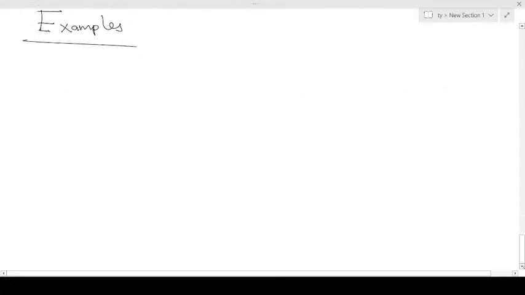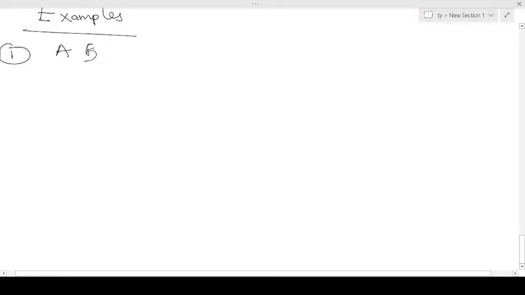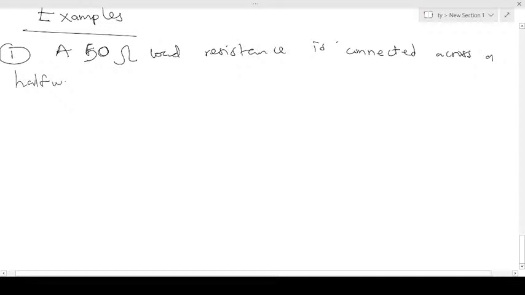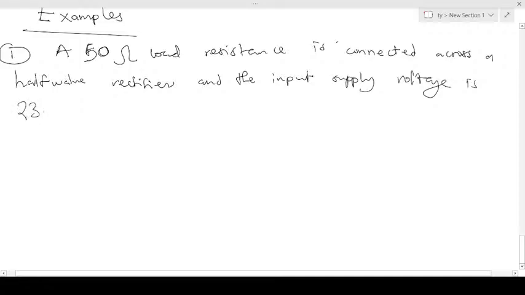Now let's solve an example. A 50 ohm load resistance is connected across a half-wave rectifier, and the input supply voltage is 230 volts root mean square at 50 hertz.